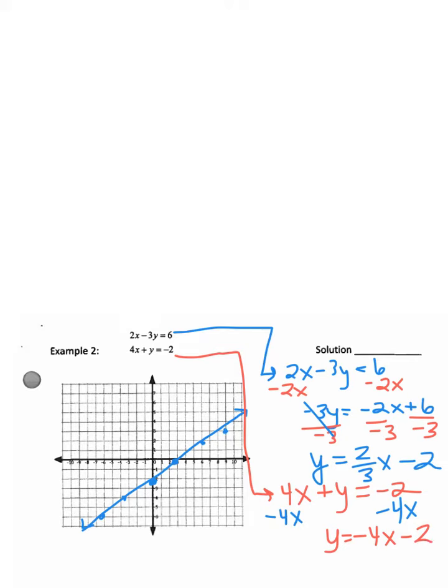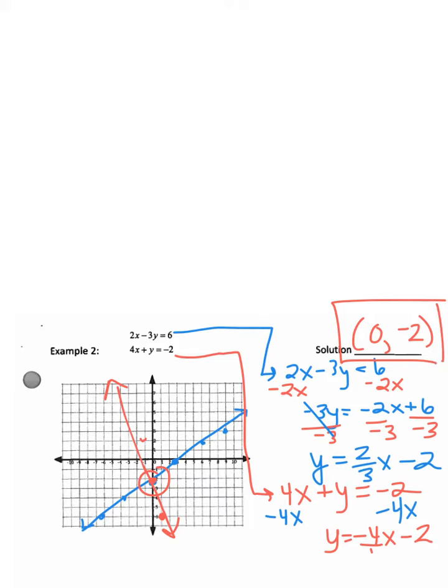My y-intercept is negative 2. My slope is negative 4, which is really negative 4 over 1, telling me to go down 4 and over 1. I can also go up 4 and back 1, but I can already see my solution where the two lines cross, is at 0, negative 2. So that's my final answer.